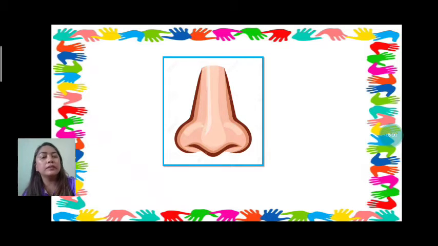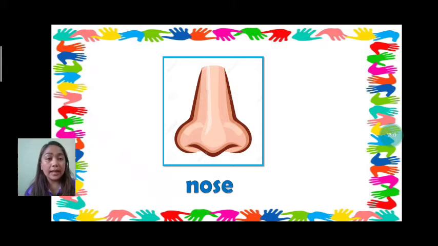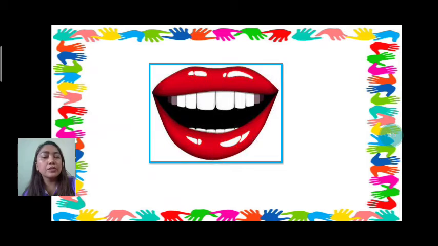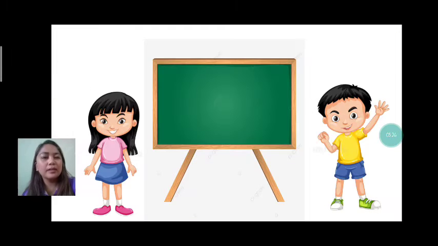Good job. Next we have nose. Everybody, nose. One more time. Nose. Let's spell nose. N-O-S-E, nose. Next we have mouth. Everybody, mouth. Let's spell mouth. M-O-U-T-H, mouth. Next, we're going to practice.